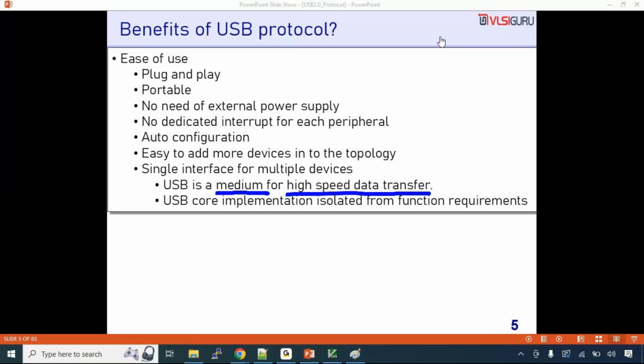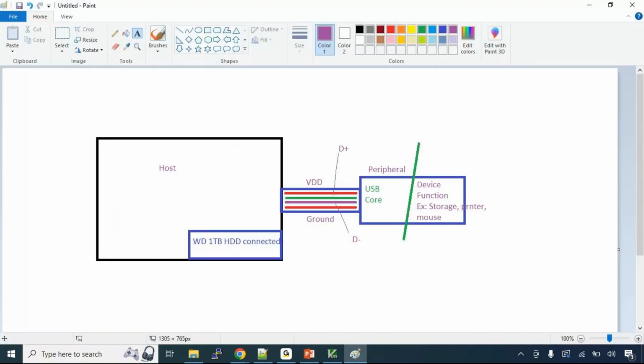USB is not the actual functionality. USB doesn't mean a mouse. USB doesn't mean a printer. USB doesn't mean a music player. It is just making sure that by using this USB medium, USB logic will be there. We are transferring data from one USB to another USB.